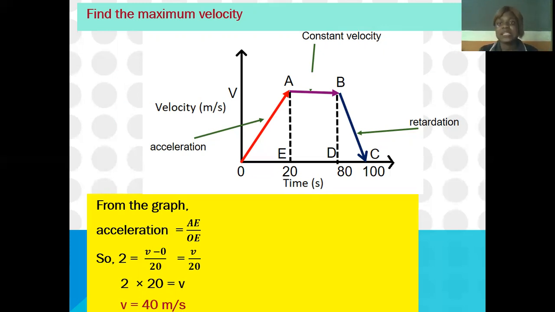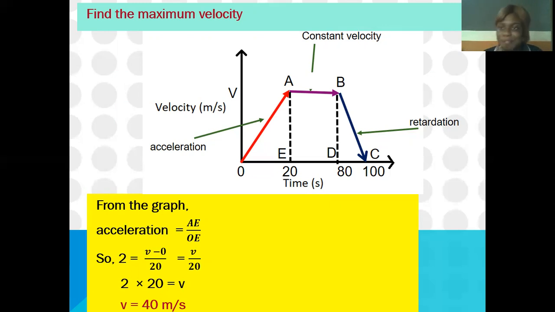Remember that I said our unit must be the correct SI unit. We shouldn't say meters per second square here because that's for acceleration. So the velocity here is 40 meters per second. Okay, so that's that for maximum velocity.